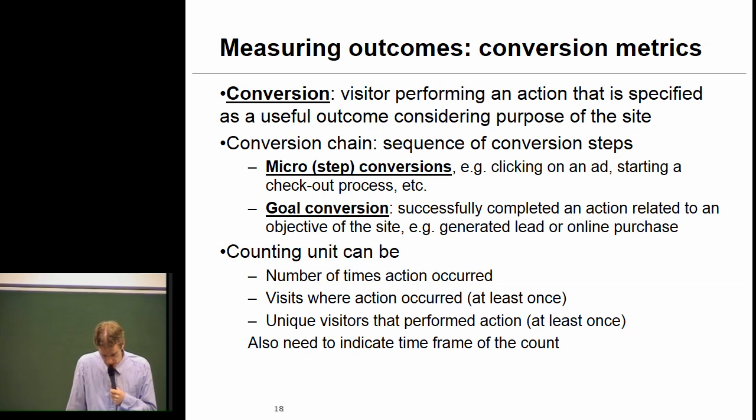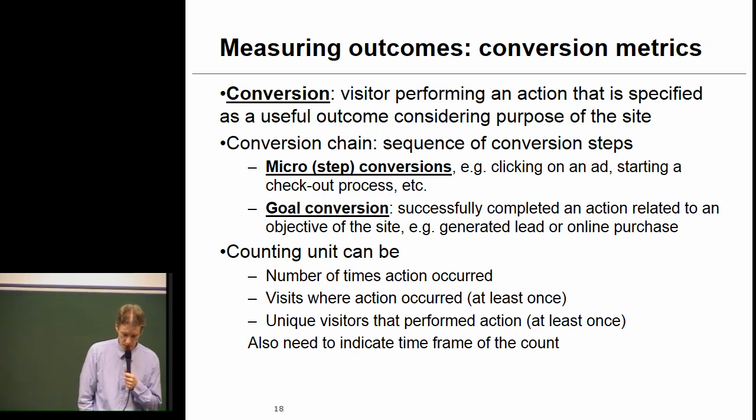The counting unit can then be the number of times the action occurred, the visits where the action occurred, or the unique visitors that basically performed the action at least once. If we look at those conversions, we also have to indicate the time frame of the count. The conversion rate is the percentage of visits or of unique visitors for which we observed the event. So you can again do it at the visit or visitor level. Also, it's typically reported, as I stated before, during a particular time period.